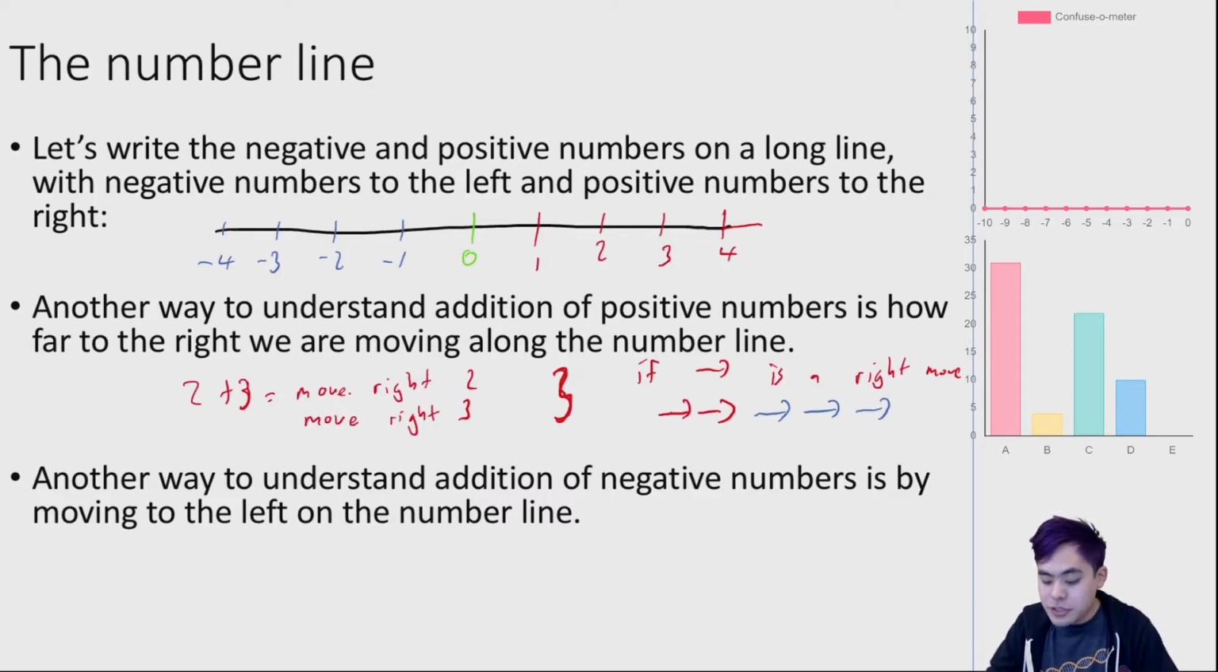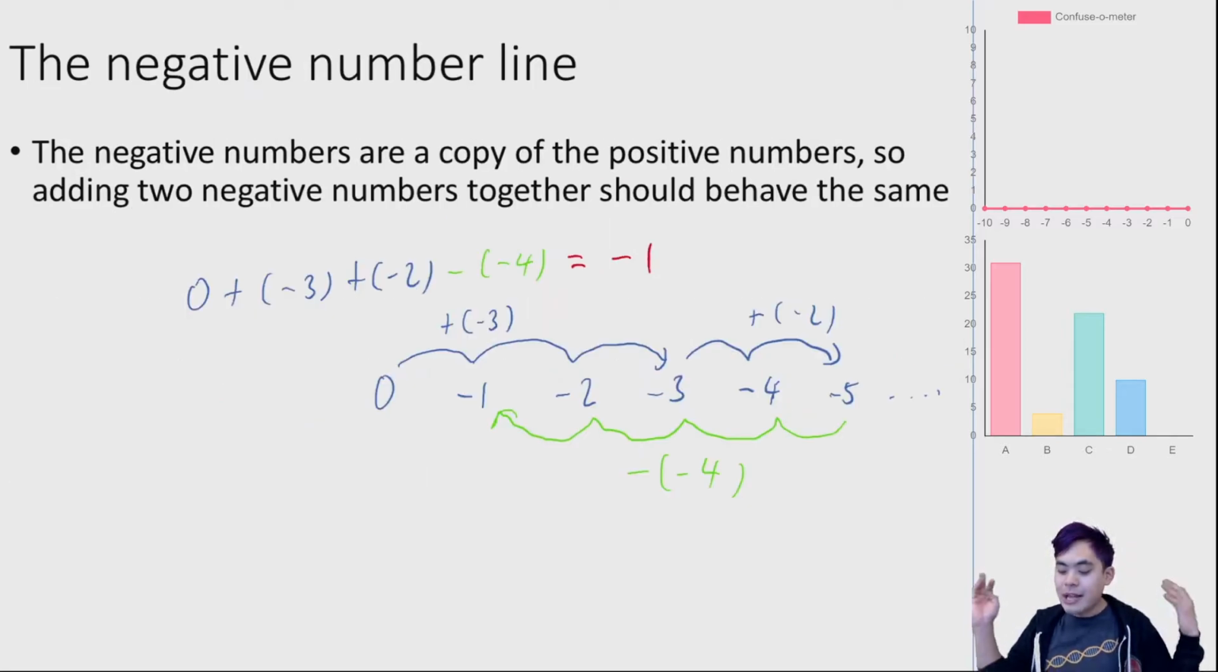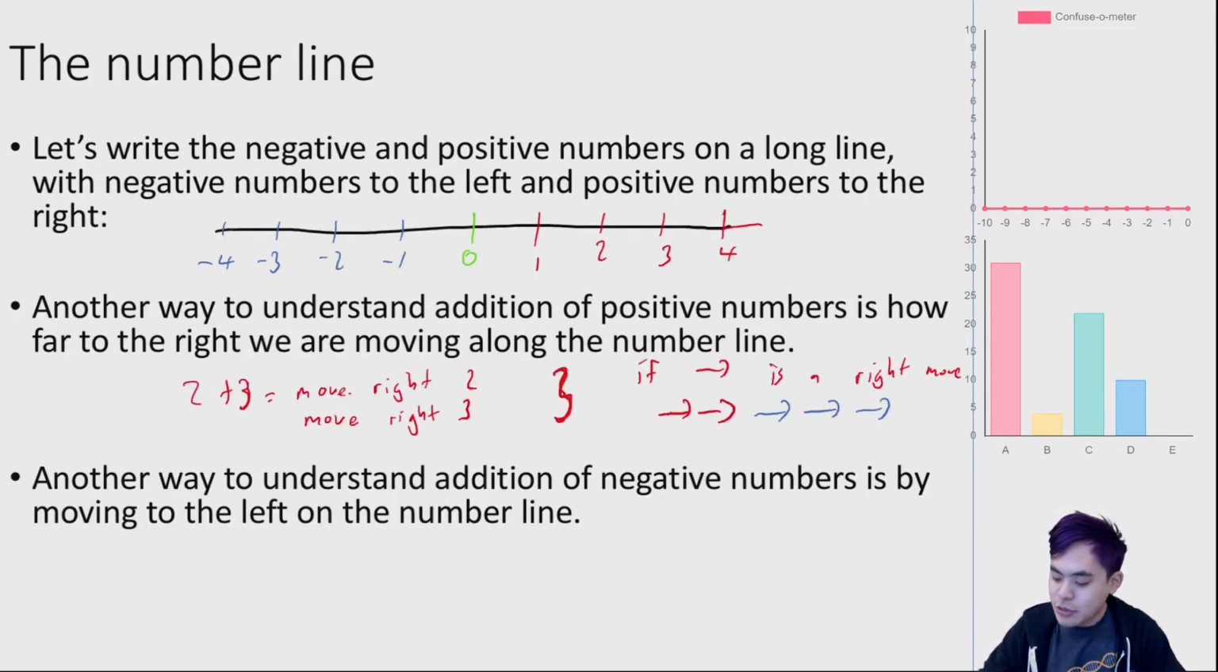And another way of understanding negative numbers is by moving to the left on the number line. So if you think about it, when we're adding negative numbers together on the negative number line, we're making them more negative. But now that we flip the negative number line, when we add negative numbers, that means we're moving to the left, because moving to the left is moving more negative. And so you can understand that in the same sort of way.